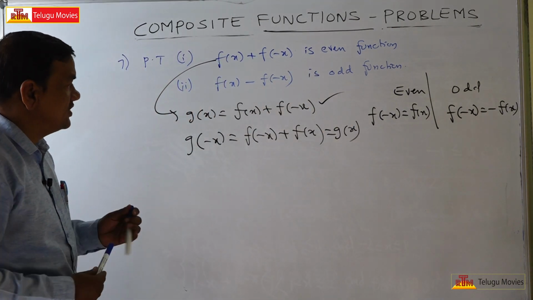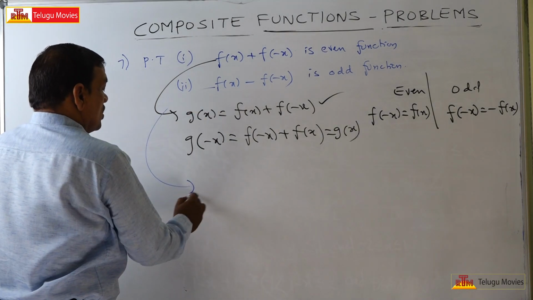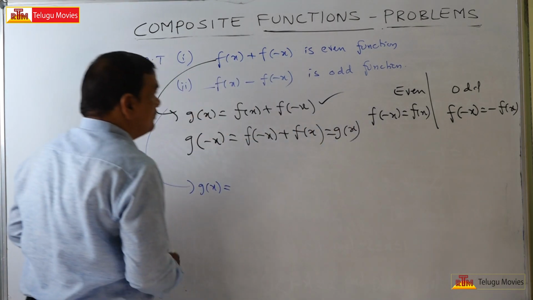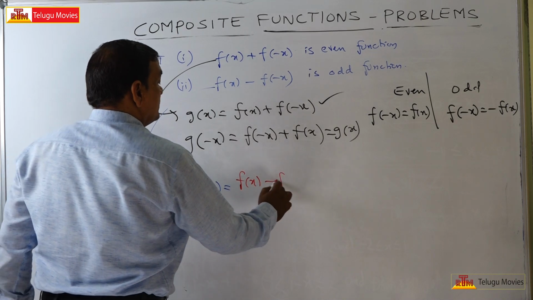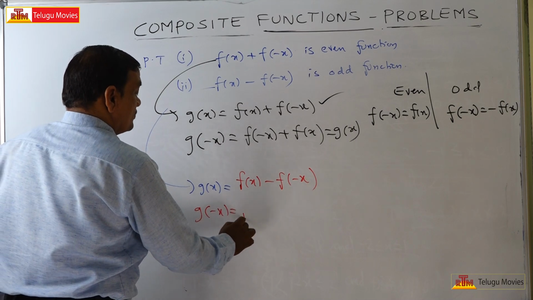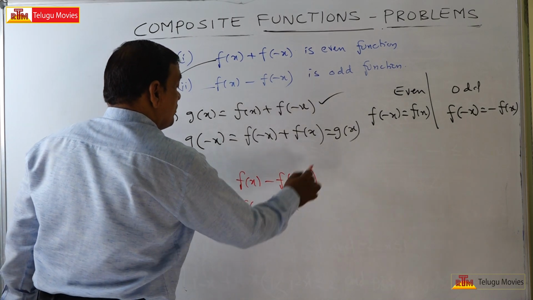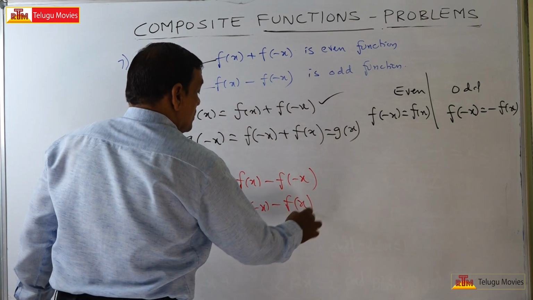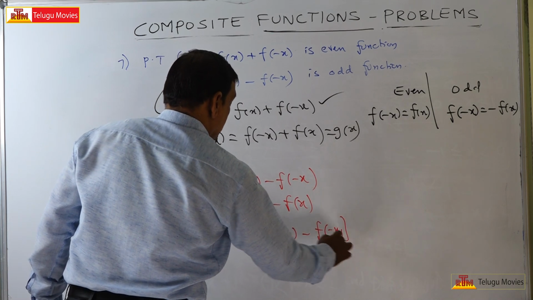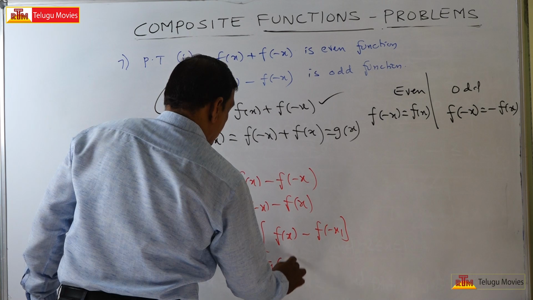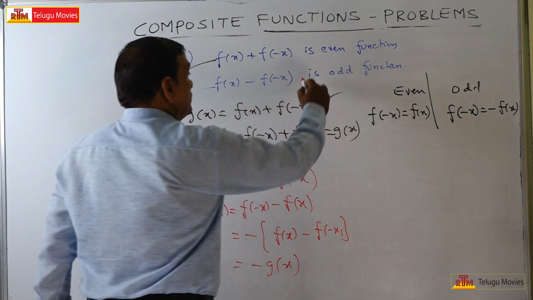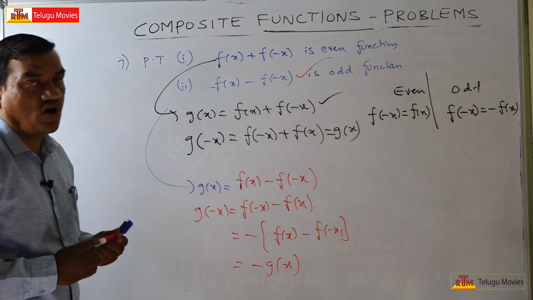Okay, now let us check for the second one. Let us call it g of x. So what is g of x? F of x minus f of minus x. Let us check what happens. G of minus x is f of minus x minus f of minus of minus x, that is f of x. Take minus common: minus of f of x minus f of minus x. So this is nothing but minus of g of x. So g of minus x is equal to minus g of x. Therefore, this is an odd function.